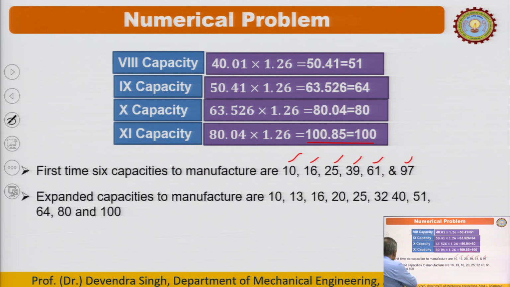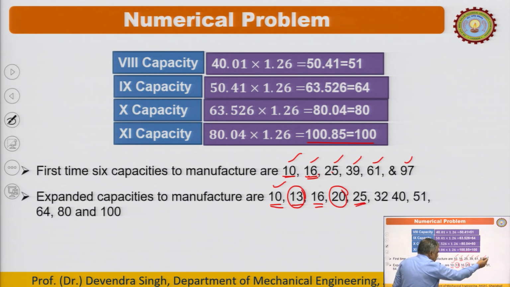So, if I use expanded capacities to manufacture, 10 is there, and between 10 and 16, 13 is added. 16 is here, and between 16 and 25, 20 is added, 25 is here, and similarly you will get some capacities which are near to the earlier values, and in this way we have generated and taken a logical and mathematically supported decision to decide the dimension to fulfill the need of that population for which you are designing something.